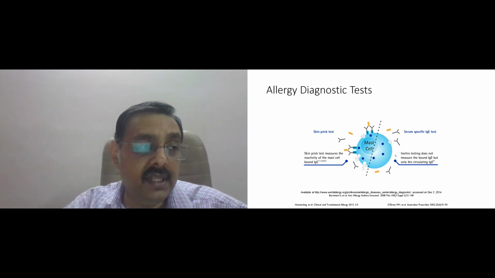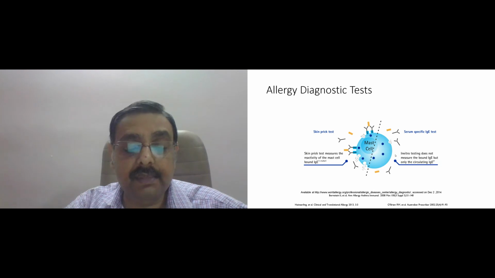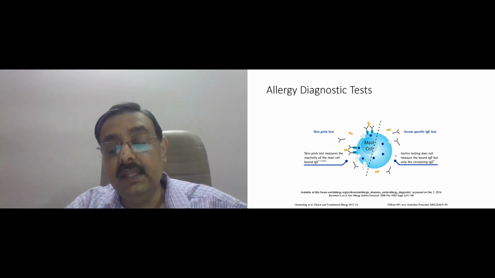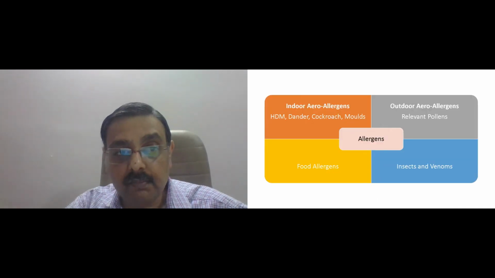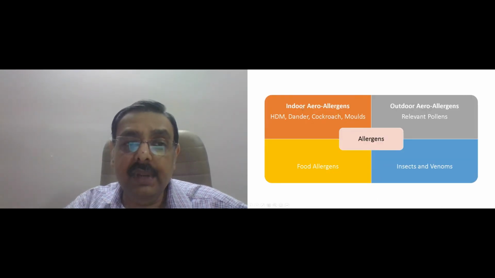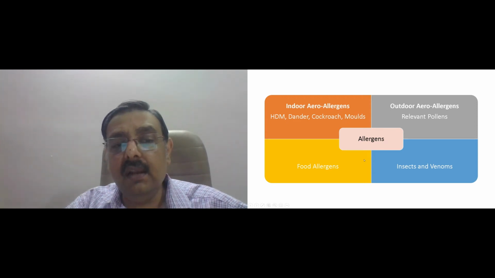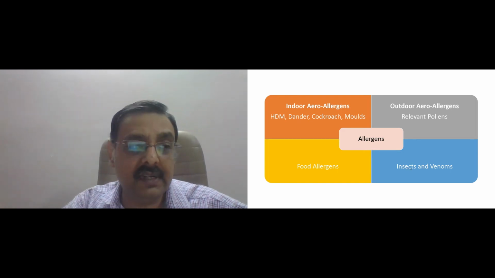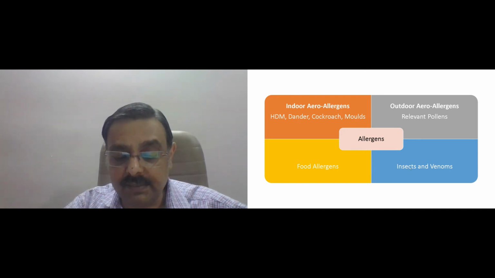But as of now, even blood allergy testing with immunocap is definitely a very sensitive and specific way to diagnose the concerned allergens. The allergens could be indoor allergens like dust mite, dander, cockroach, and molds. You can have outdoor allergens like relevant pollens, and they can be food and insects as well. But these are not of concern for children with rhinitis and asthma usually.